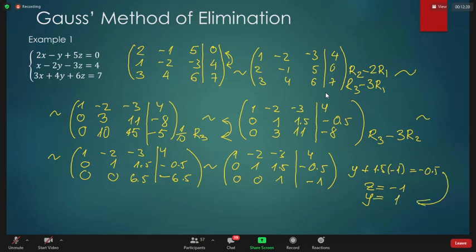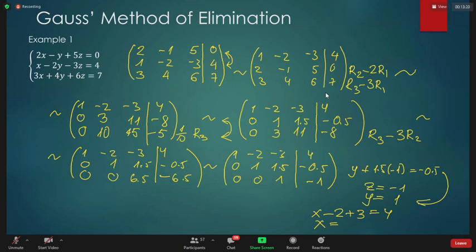And finally, the x value, we can put y and z into the first equation, which is x minus 2 times y, that's 1, minus 3 times z, which is minus 1. So I have plus 1 here, has to be equal to 4. So these numbers, minus 2 plus 3, are from multiplying the coefficients, minus 2 and minus 3, by the corresponding variables, the z value for minus 3 times minus 1, and y value 1 for minus 2 times 1. So we can find the x value as well.